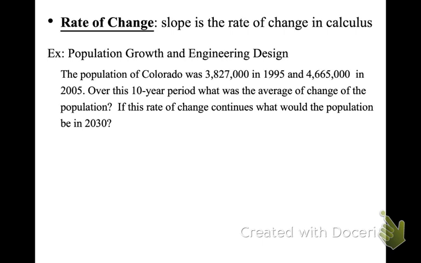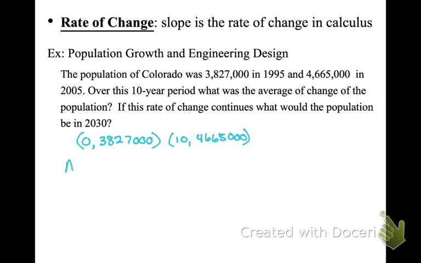Okay, so if we consider 1995 year 0, wouldn't you? So 0, and we have 3. I don't put commas because it messes me up. So that's year 0, and then the other one is year 10. So that's my x and my y, right? So I find the what now? Slope.